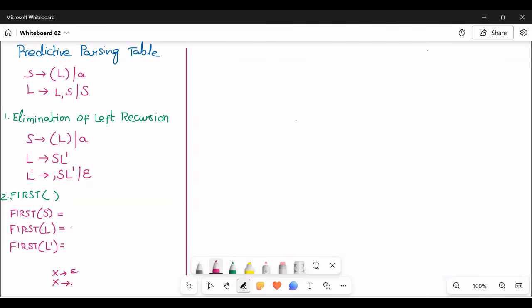Suppose x tends to y1, y2, up to yk, k number of symbols on the right side, then first of x is first of y1. But suppose y1 contains epsilon, then we need to find first of y2 also.